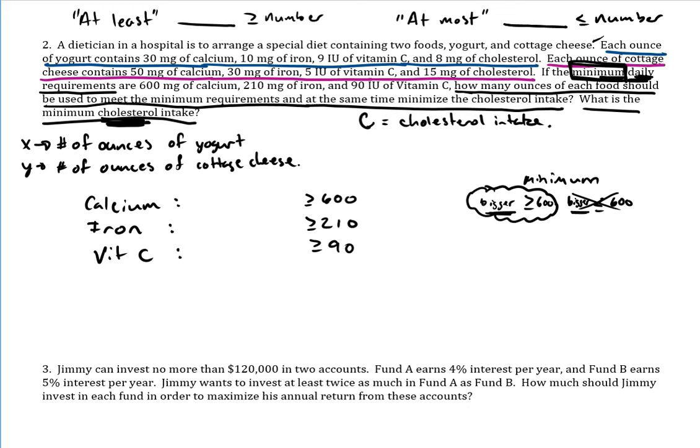So this number over here is greater than or equal to 600. This number is greater than or equal to 210. Okay, so sorry about that. I had the symbol pointed the right way, just said it wrong. Okay, but let's break down all of these portions.